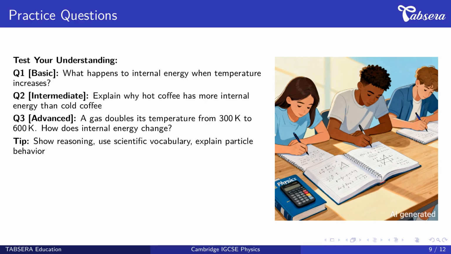Question 3 is advanced. The question is, a gas doubles its temperature from 300 Kelvin to 600 Kelvin. How does internal energy change? This tests your understanding of proportional relationships. For all questions, remember to show your reasoning clearly. Use scientific vocabulary, like kinetic energy and particle motion, and explain what happens at the particle level. Write your answers now before looking at the solutions.